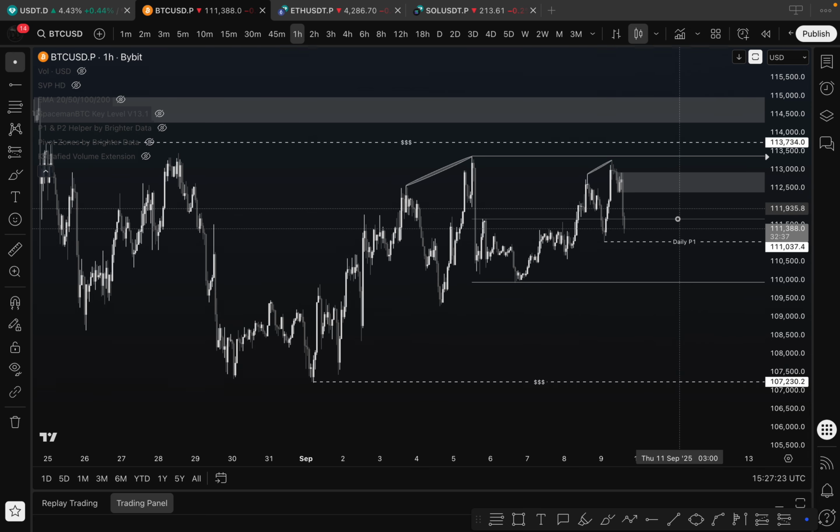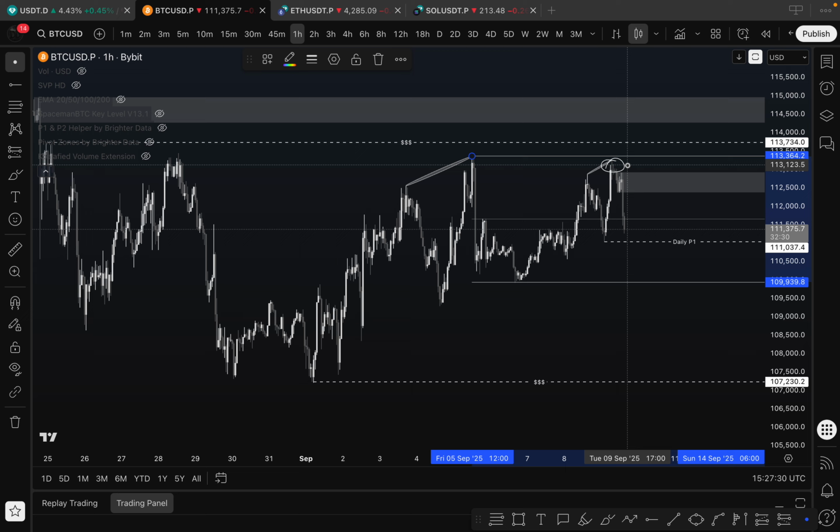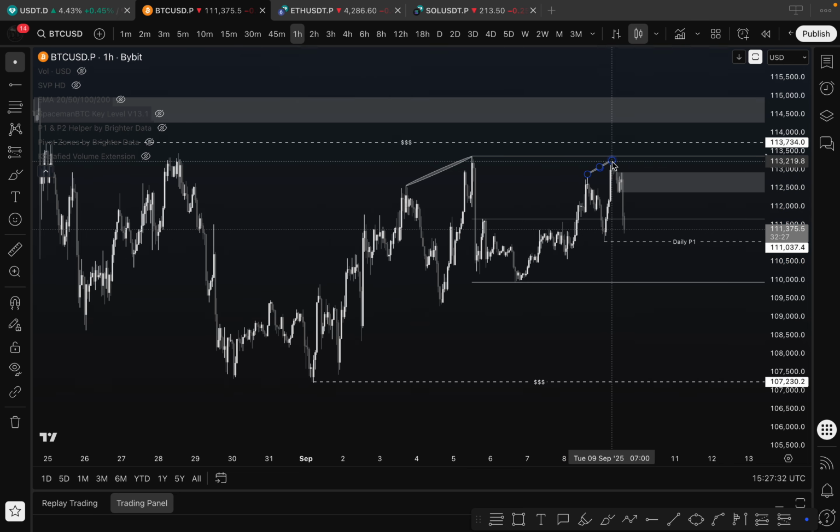Basically means that if we get a bearish week, this is our invalidation. If we take out that high tomorrow, then we probably have a bullish week and a bullish month on our hands. So yeah, this invalidation is pretty strong.